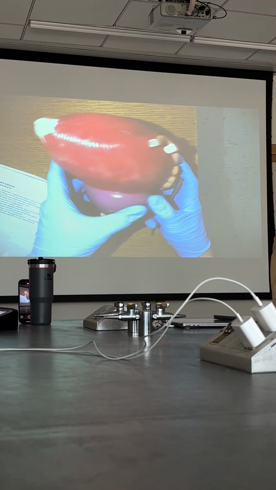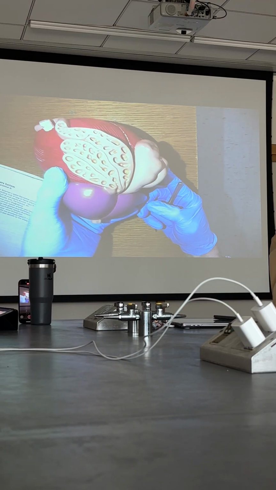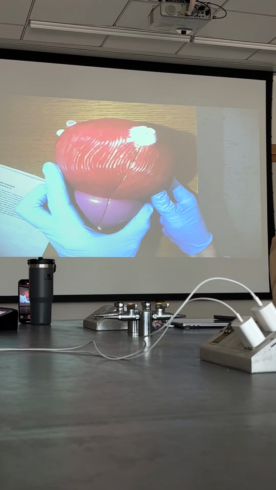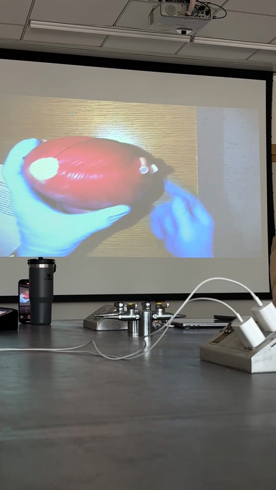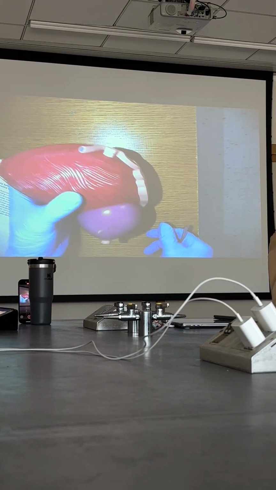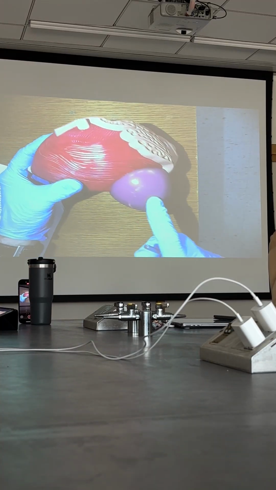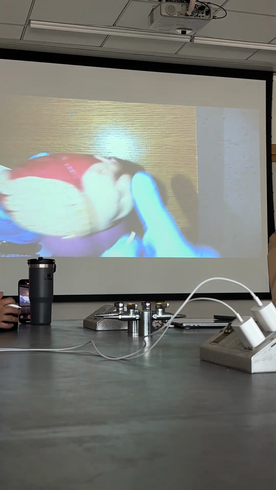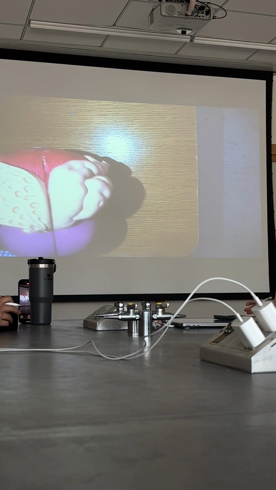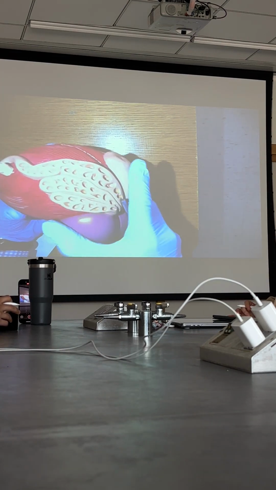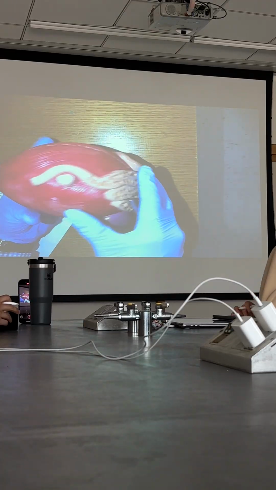By the way, is this a male or a female bladder? Anyone know? Male. It's a male bladder. How do you know? The prostate. Yes, this is the prostate. These are the seminal vesicles back here. Don't worry, you don't have to identify male from female. I was just telling you in case you were wondering what these things are.